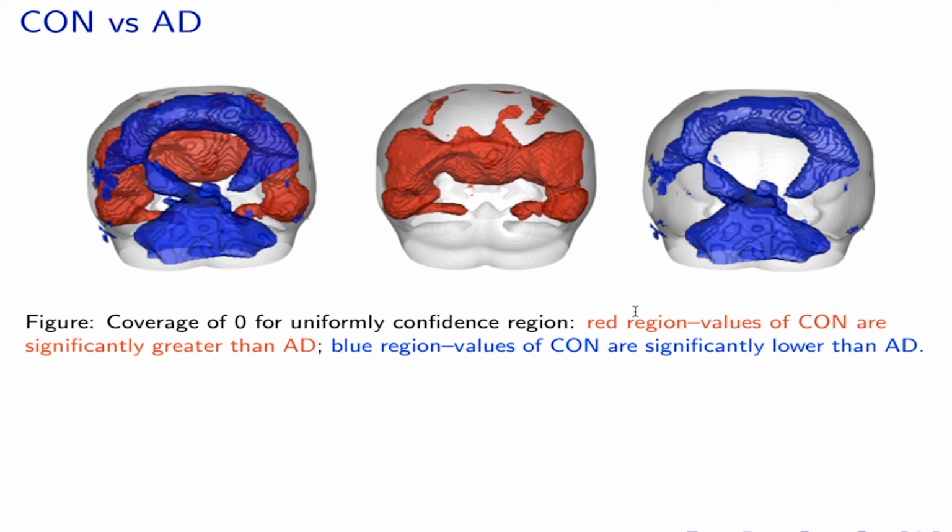The red region is where the cognitive normal have a higher activity level than Alzheimer's disease. And the blue region is the contrary: the Alzheimer's disease patients have a higher activity level than cognitive normal people. So we can further look at these regions to see what they indicate. And that's the work for this part.